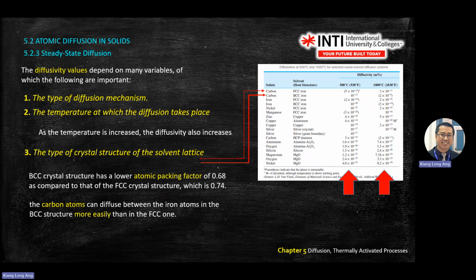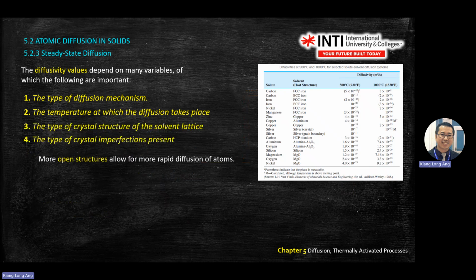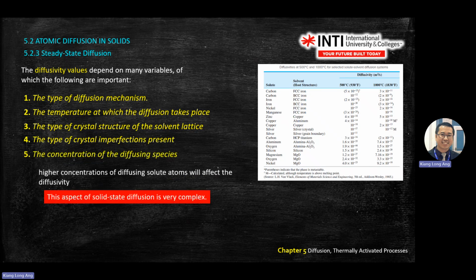Normally, you'll see this in the appendix for your assessment. This is just reference material for you to answer section A type questions: explain what factors you need to consider for diffusion values. First is the diffusion mechanism. Second is the temperature. Third is the crystal structure. Fourth is any defect present in the crystal. The fifth one is concentration. A higher concentration of diffusing solute atoms will affect the diffusion.